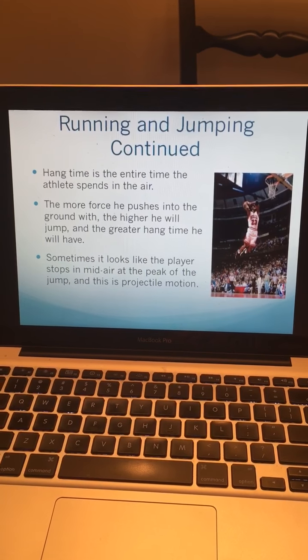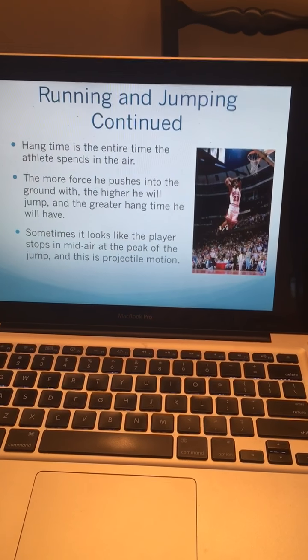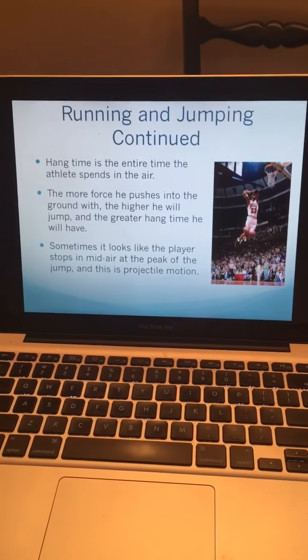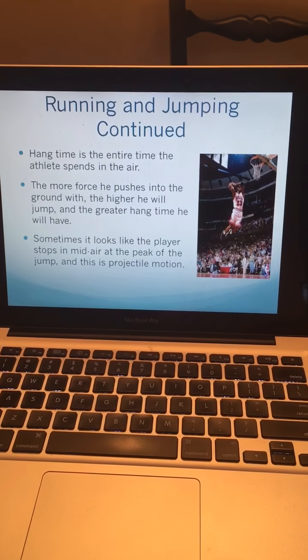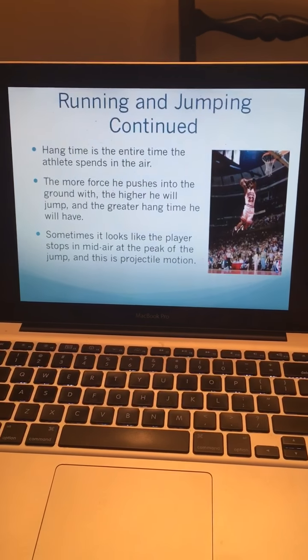Jumping is a very important component of basketball. With this action, hang time, which is the entire time the athlete spends in the air, becomes a factor. The more force he or she pushes off the ground with will cause him or her to jump higher and therefore have a greater hang time.